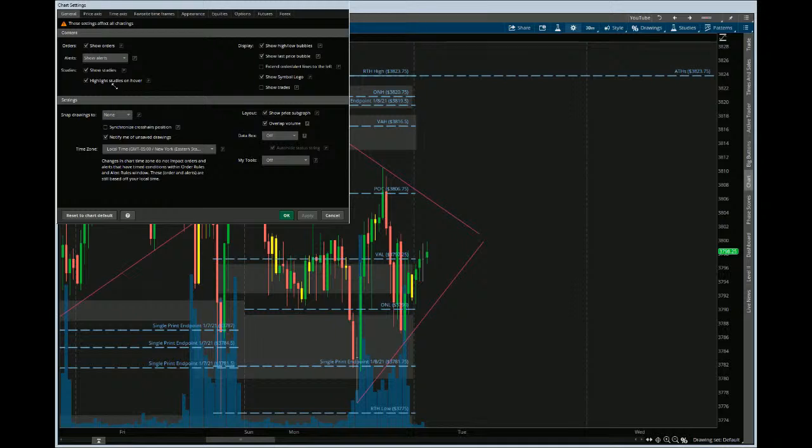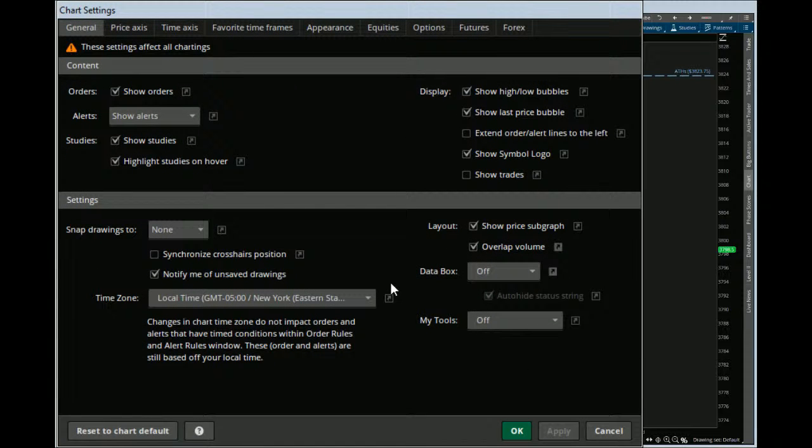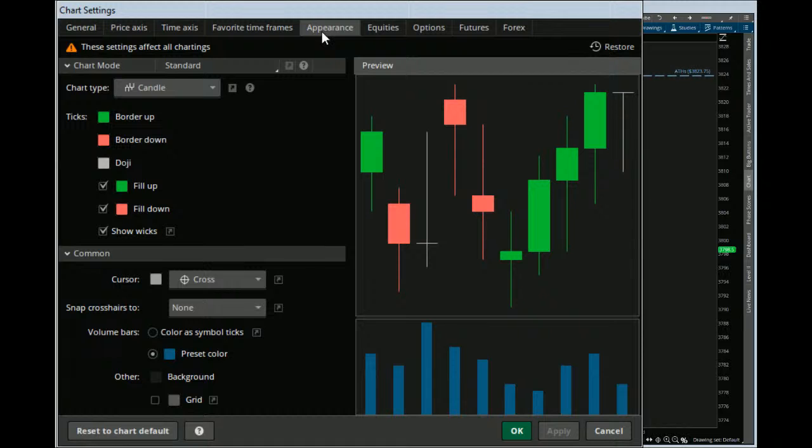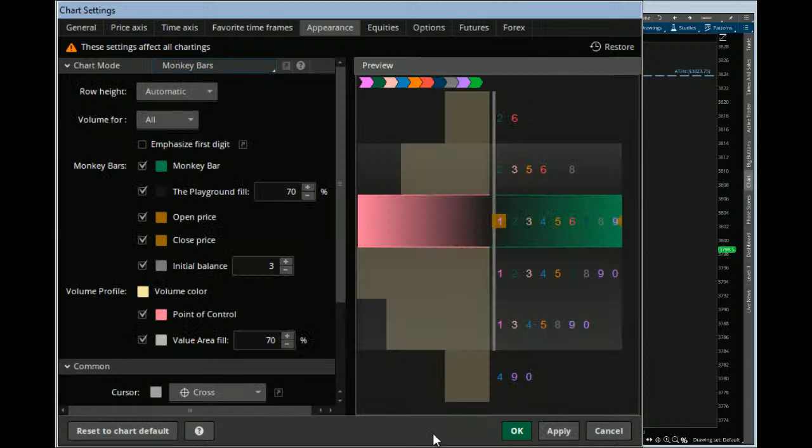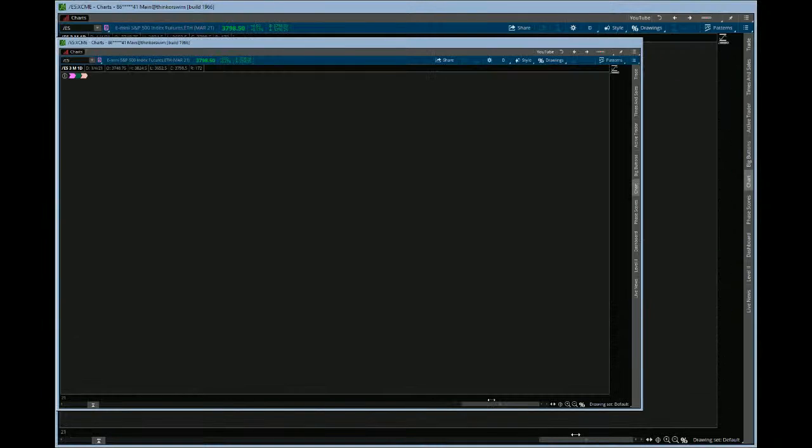So you can see here, all you do is you go to chart settings, and then you go to appearance, and you can see right here. Okay, good. You go to appearance, and instead of chart mode standard, which is standard candlesticks, you switch it to monkey bars. Okay, and it goes like this. A lot of times I like to just go tick size there. It makes it a little bit easier, and it shows you some value areas. You don't have to show volume on here, but I'll keep it on there just to simplify things.